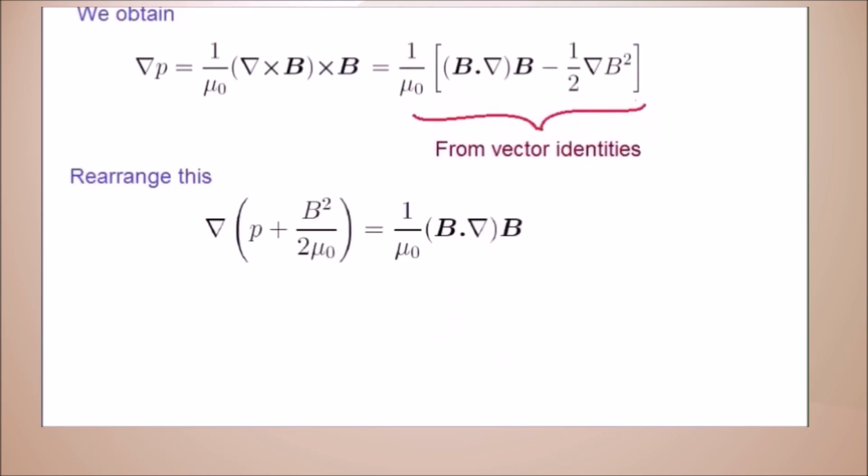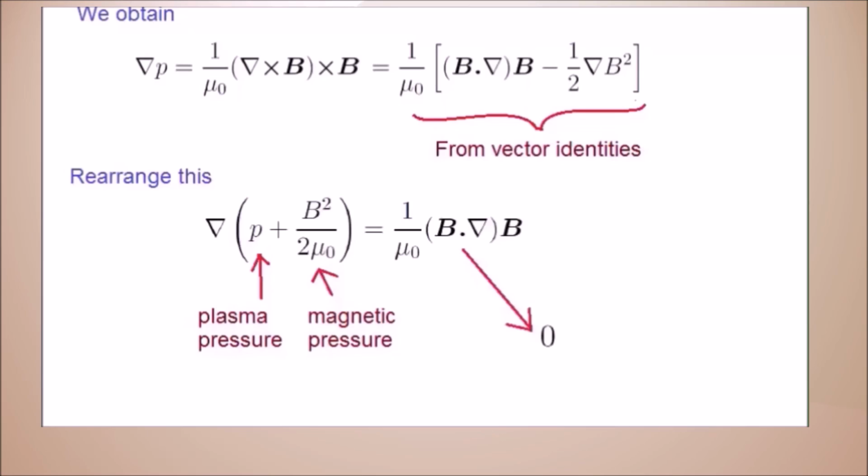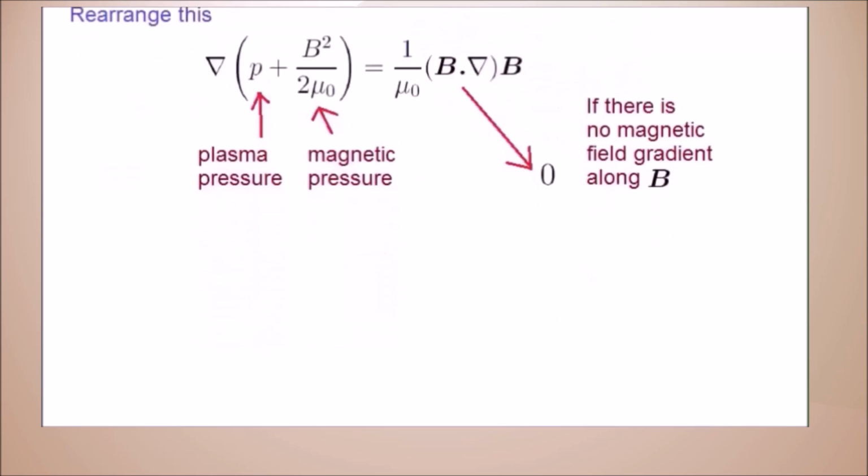What you'll notice is P, the plasma pressure term, that is the pressure applied by the particles in the plasma, and this term is also a pressure term. It's the pressure applied by the magnetic field on the plasma. If we assume a situation where the magnetic field B does not change in its own direction, that is, its gradient is zero, then we can set the right-hand term to zero. What this says is that for the left-hand side to equal zero, the expression in brackets must be a constant.